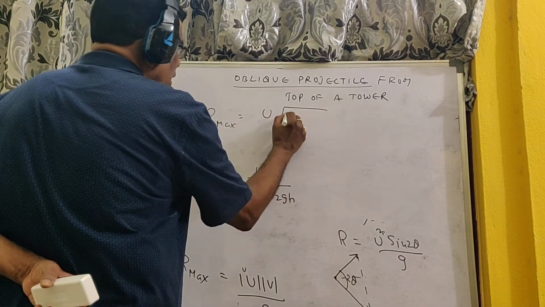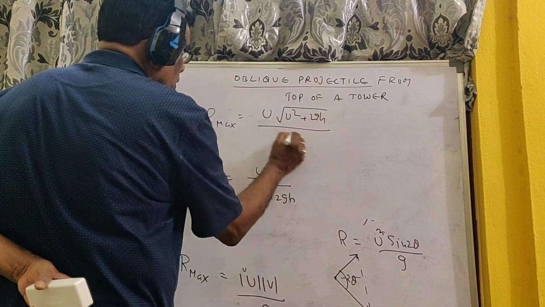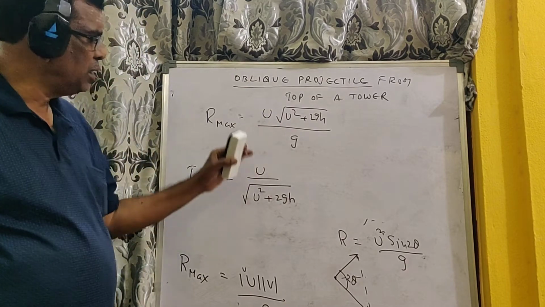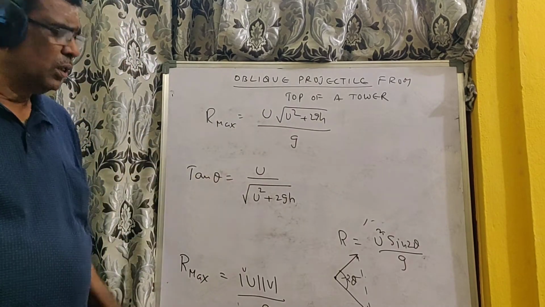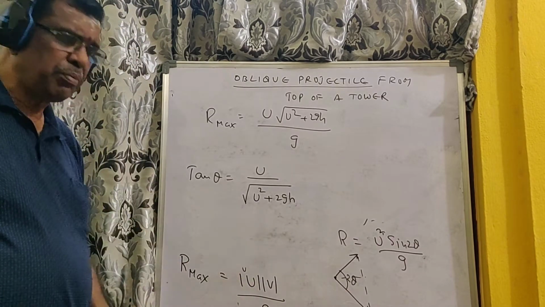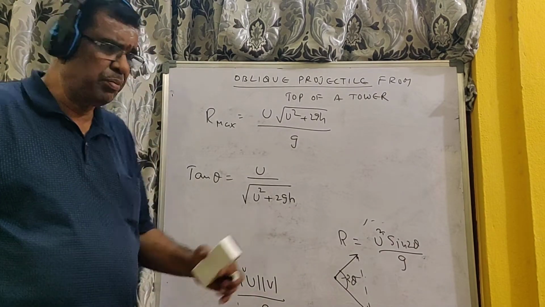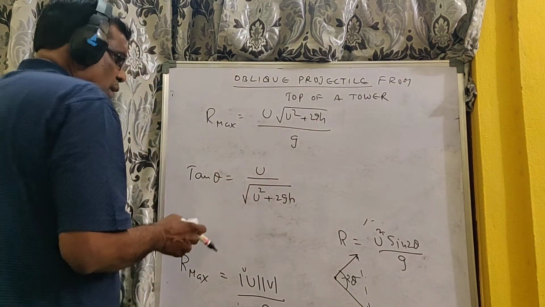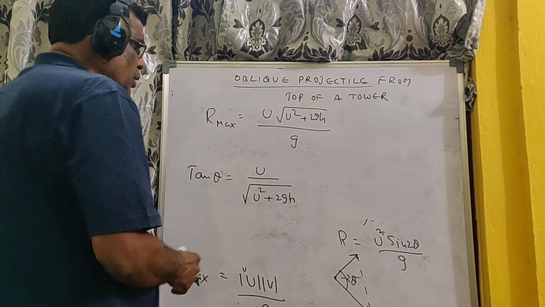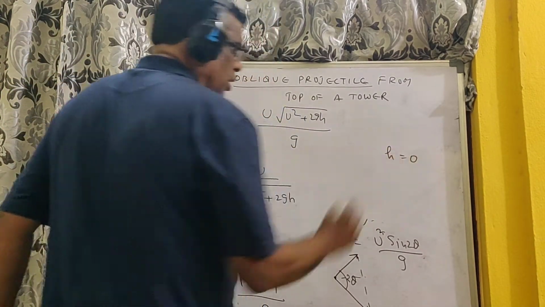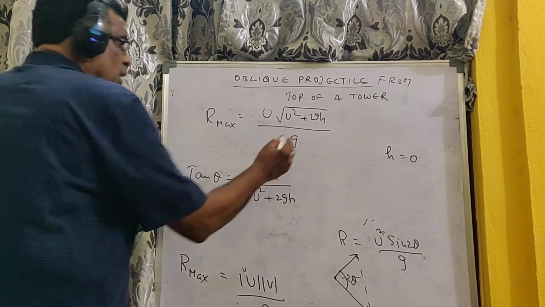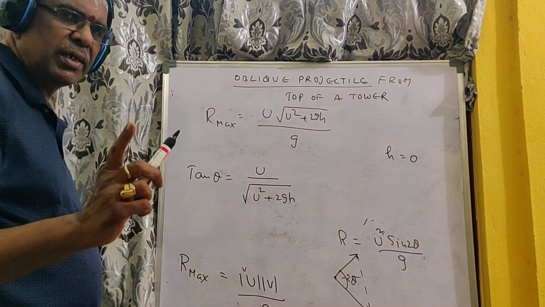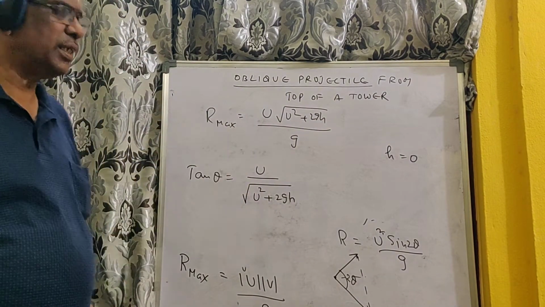u mod v by g is u times root of u square plus 2gh, by g. This is a very, very important expression for you. I have tried to derive it with the vector product. It becomes fairly simple, that is why. Therefore, if I take tower height to be 0, suppose, what do you get for this? It becomes u square by g. This becomes 1, that is your original symmetric projectile.